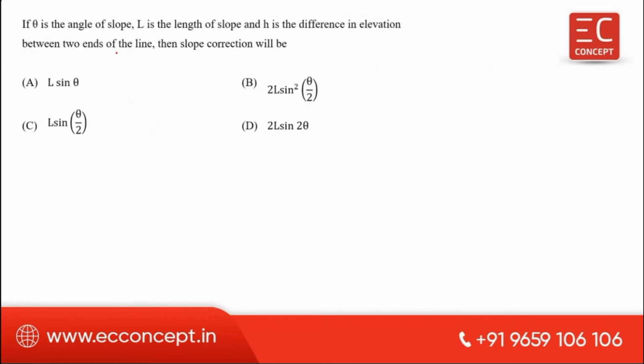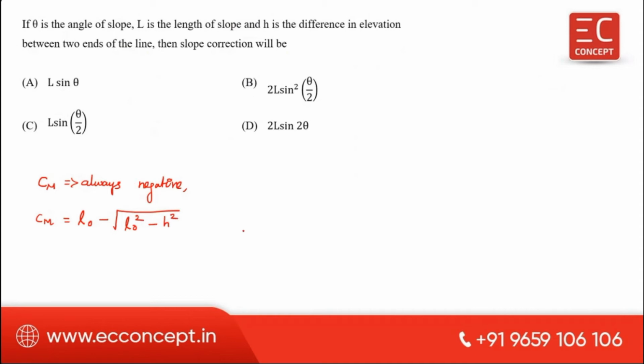Okay. The next one: if theta is the angle of slope, L is the length of the slope, and H is the difference in elevation between two ends of the line, then the slope correction will be... We know that slope correction is always negative. This is the question you will get. Keep in mind, the slope correction formula is Cm equals L naught minus root of L naught square minus H square.